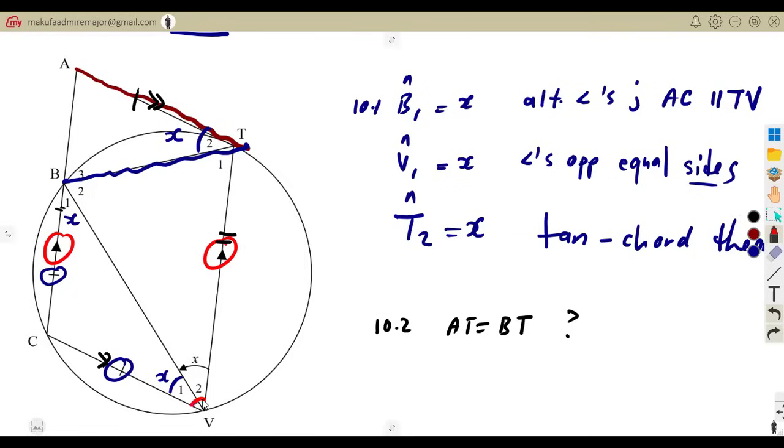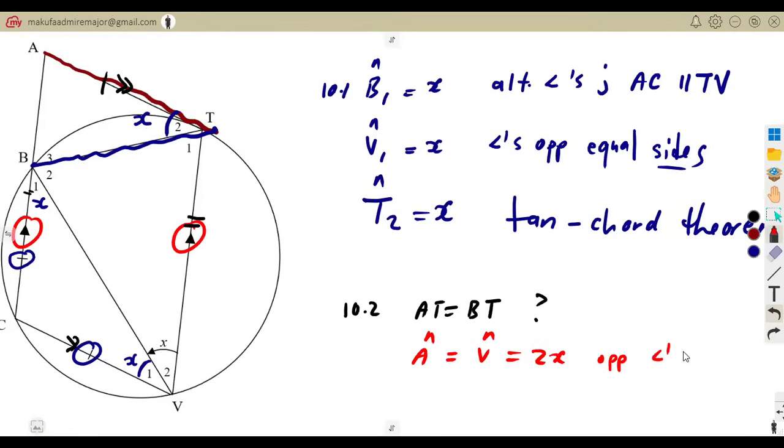So the whole of angle V, this one, you have to add x plus x, which is 2x. So angle A and angle V are equal, which is x plus x, that's 2x. We are talking of opposite angles of a parallelogram. Remember that when dealing with a parallelogram, the opposite angles are equal. So this will be 2x.